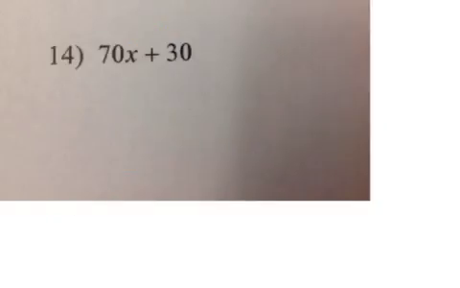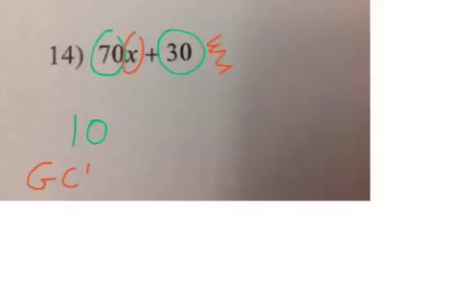So let's take a look at another one that may even be simpler. Notice the 70 and the 30. I know they're part of my 10 times tables, right? And then notice this has an x. Uh-oh, there's no x over there, is there? So guess what? My GCF is just simply 10.